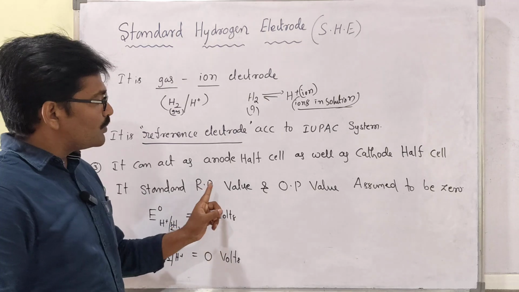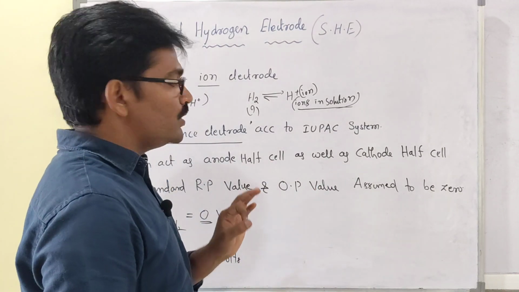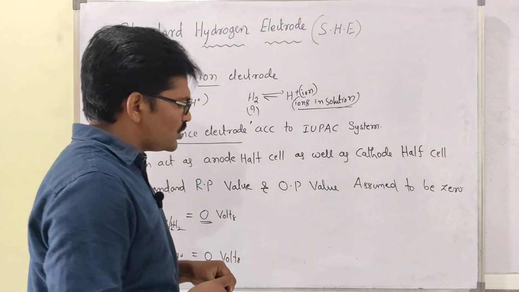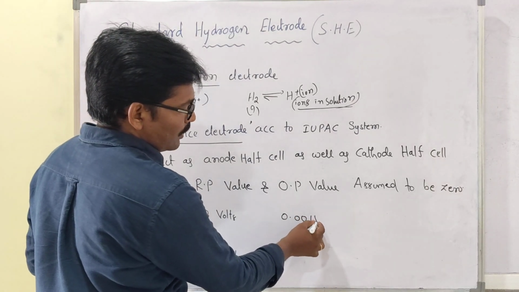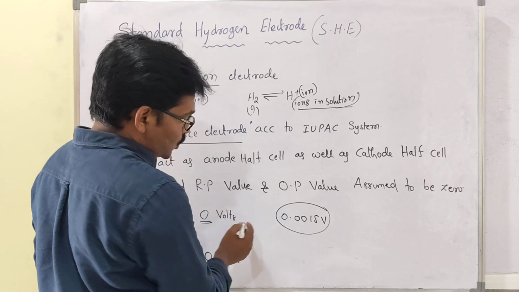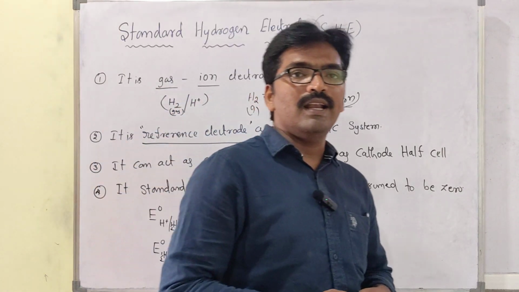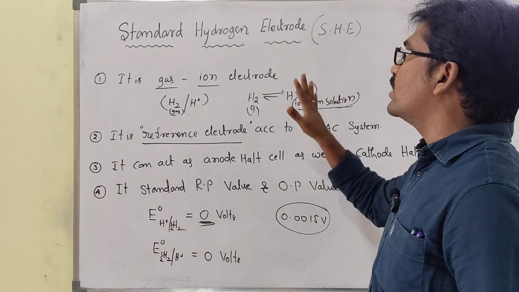So its standard reduction potential value and oxidation potential value must be assumed to be zero. It is not exactly zero; actually it is something like 0.0015 volts, but you have to assume it to be 0 volts. Understand? So that is what I told about the standard hydrogen electrode.